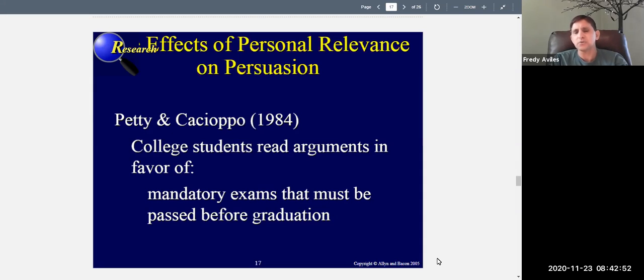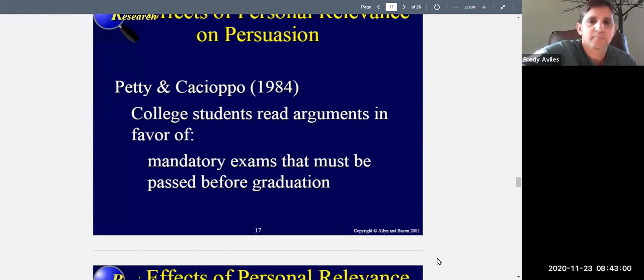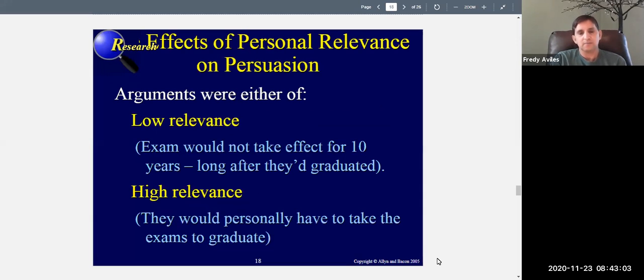In this case, actually, all the students read arguments that were in favor of mandatory exams, right? In favor of exit exams. But here's the thing. What they read was either low relevance or high relevance. In other words, for some of them, it was written so that it didn't matter, that's low relevance. And for others, it was written so that it mattered, okay? That's high relevance. So in the low relevance condition, the students were told, these mandatory exams that you're reading about, they won't take effect for 10 years, right? They're not gonna matter to you. You will have graduated by then.